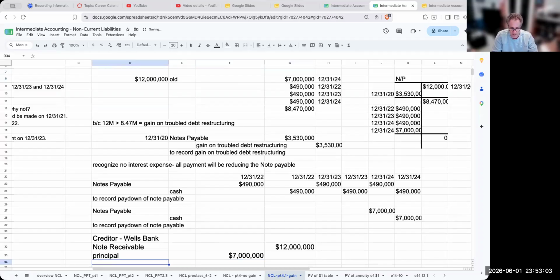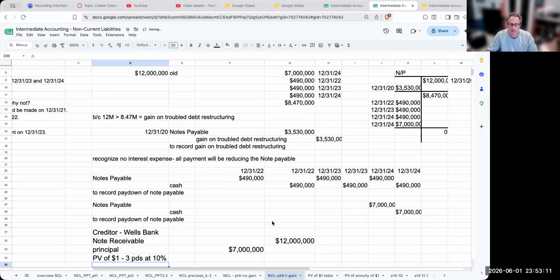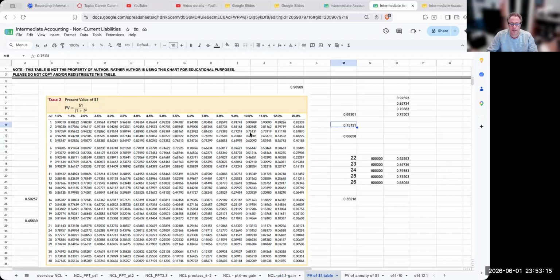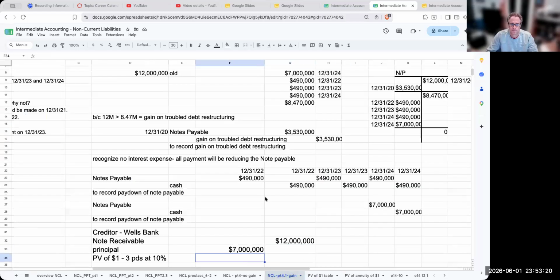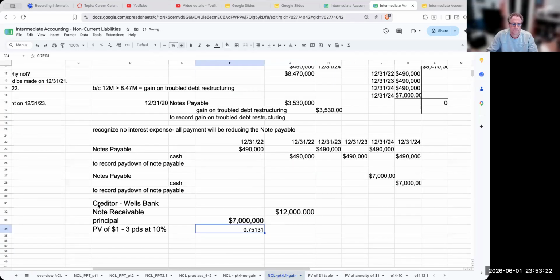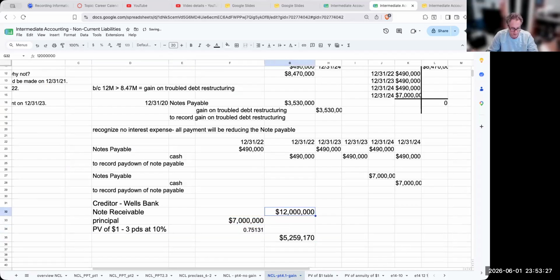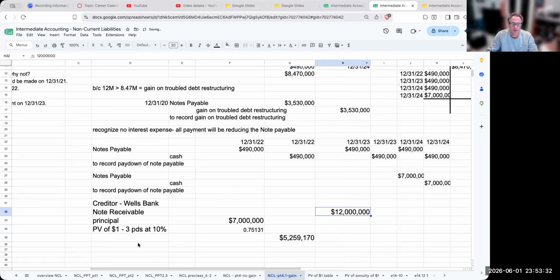What I'm going to do here is use the present value of $1, 3 periods at 10%, because this is being paid 3 years out. So present value of $1, 3 periods at 10% is 0.75131. So the present value of that principal is going to be 2,259,170. And then my next one is the interest payments.